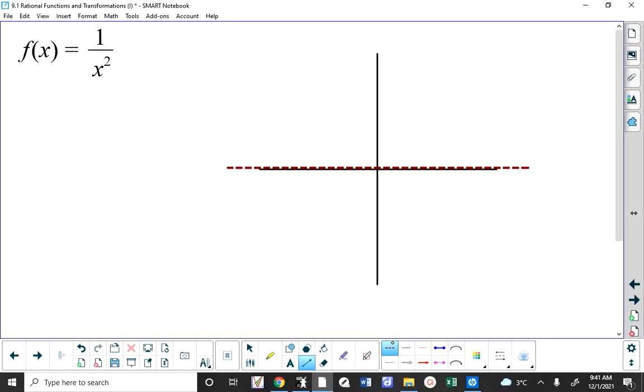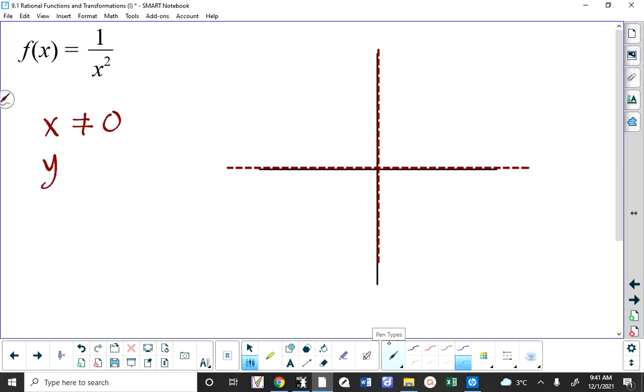Along the same lines as the previous graph, if x were 0, well, you would be dividing by 0 because 0 squared is 0. And that must mean x is not allowed to be 0 as well, which means we can start off and we can say that the domain is x is not allowed to be 0 and the range is y is not allowed to be 0.